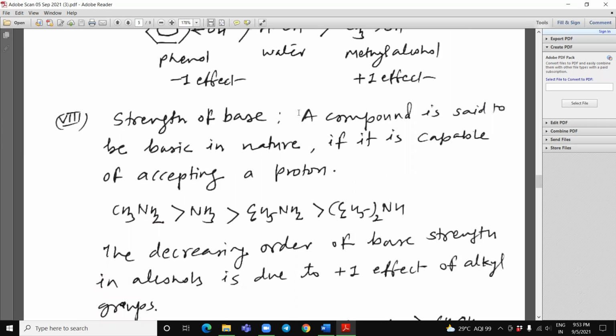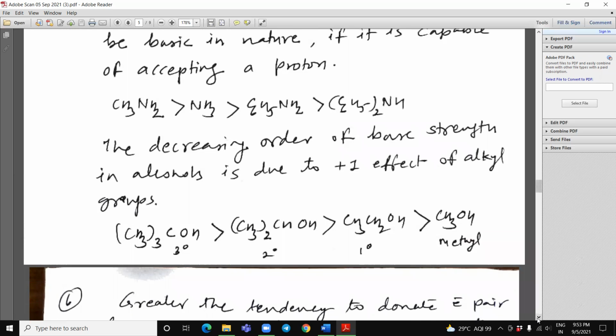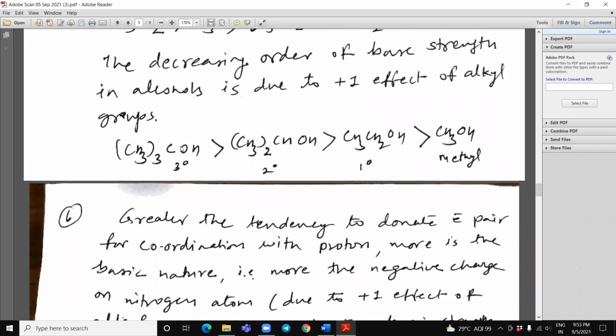Strength of base. A compound is said to be basic in nature if it is capable of accepting a proton. See here, the decreasing order of base strength in alcohols is due to the plus I effect of alkyl groups. So it is more basic compared to this, compared to methyl.